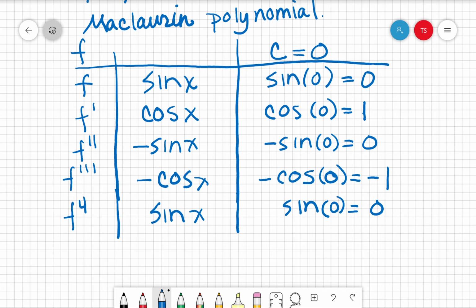So notice it's a fourth degree polynomial, but we'll have 5 terms. The 0 term is just f of whatever value we're evaluating, whatever c is. And then the first, second, third, and fourth. So that's a total of 5 terms.